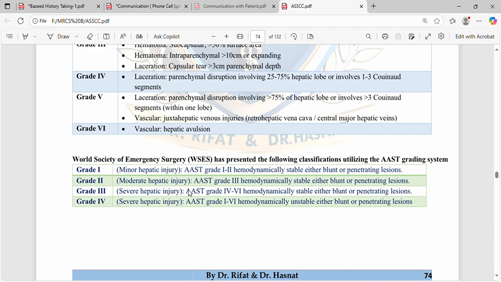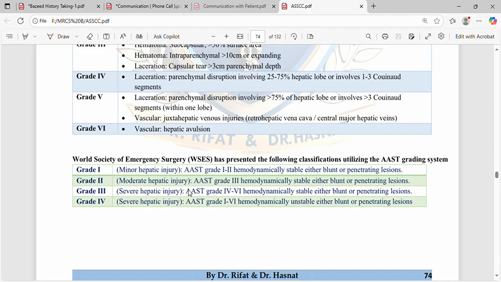The World Society of Emergency Surgery has presented the following classification utilizing the AAST grading system. Grade 1, minor hepatic injury, hemodynamically stable, either blunt or penetrating lesions. Grade 2, moderate hepatic injury, stable, either blunt. So this is actually the World Society classification, and the above one was the American classification.